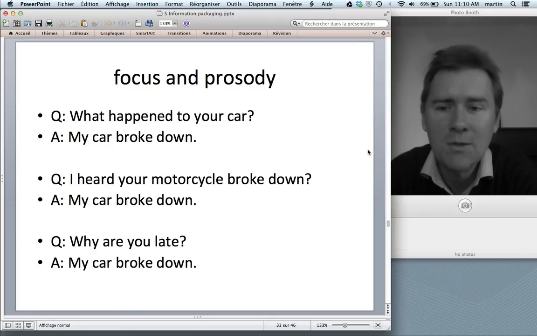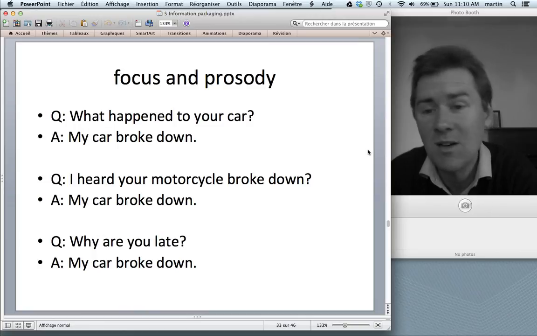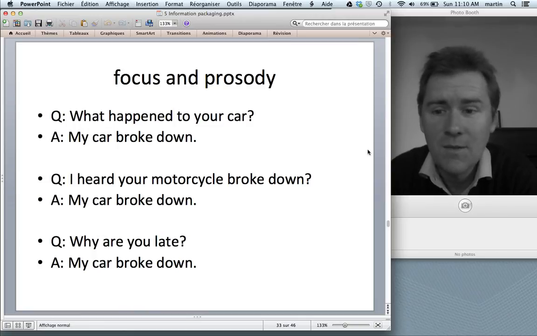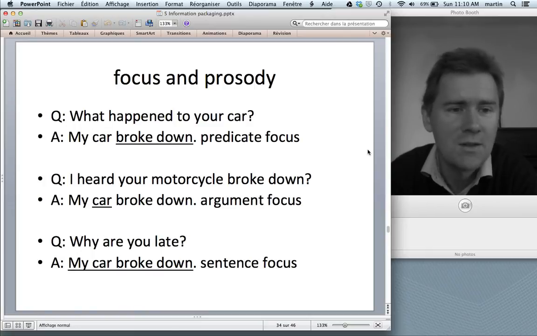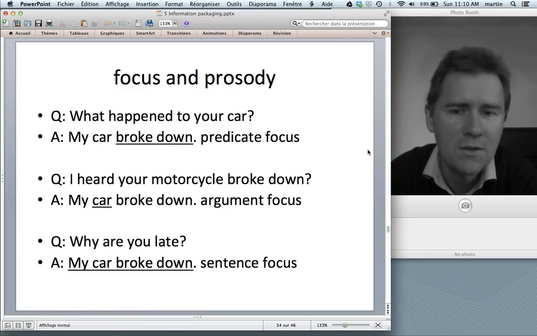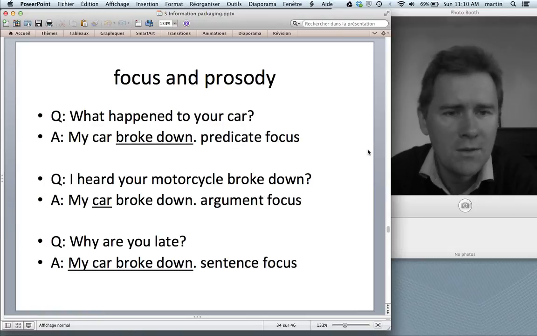So if I ask, what happened to your car? I will pronounce a sentence such as, well, my car broke down. I heard your motorcycle broke down. No, my car broke down. Why are you late? My car broke down. Yeah, these have different prosodies that correspond to differences in focus, and Lambrecht calls these predicate focus, argument focus, and sentence focus, respectively.